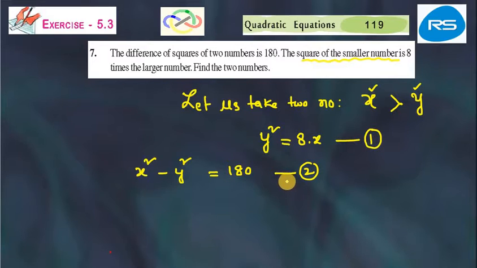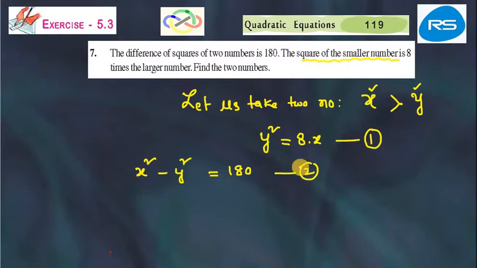If you frame these two equations, the problem is over and you will get the answer. So check the difficulty level in this only. If you frame the two equations like this, the solution is quite simple. So once again, we have taken two numbers. Assume that x is more than y. In the two numbers, definitely one should be bigger and one should be smaller. According to the sum, smaller number square is equal to 8 times the larger number. I got the first equation. And the difference of squares of two numbers is 180.